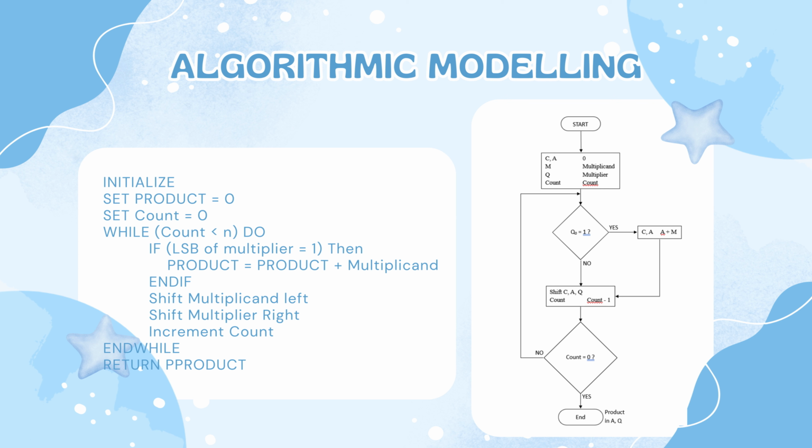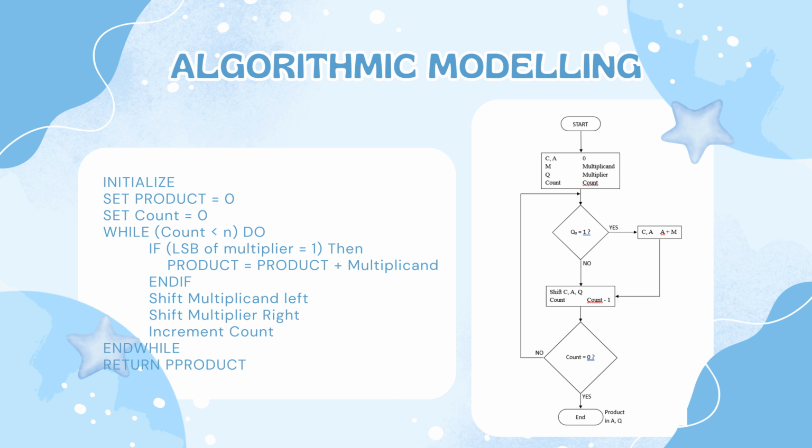Now, let's look at the flowchart. This visual representation helps us understand how the algorithm works step by step. The process starts by initializing registers C, A, M, Q and count. A decision block checks if Q0, the LSB of the multiplier, is 1. If yes, we add the multiplicand to register A. If no, we skip the addition step.